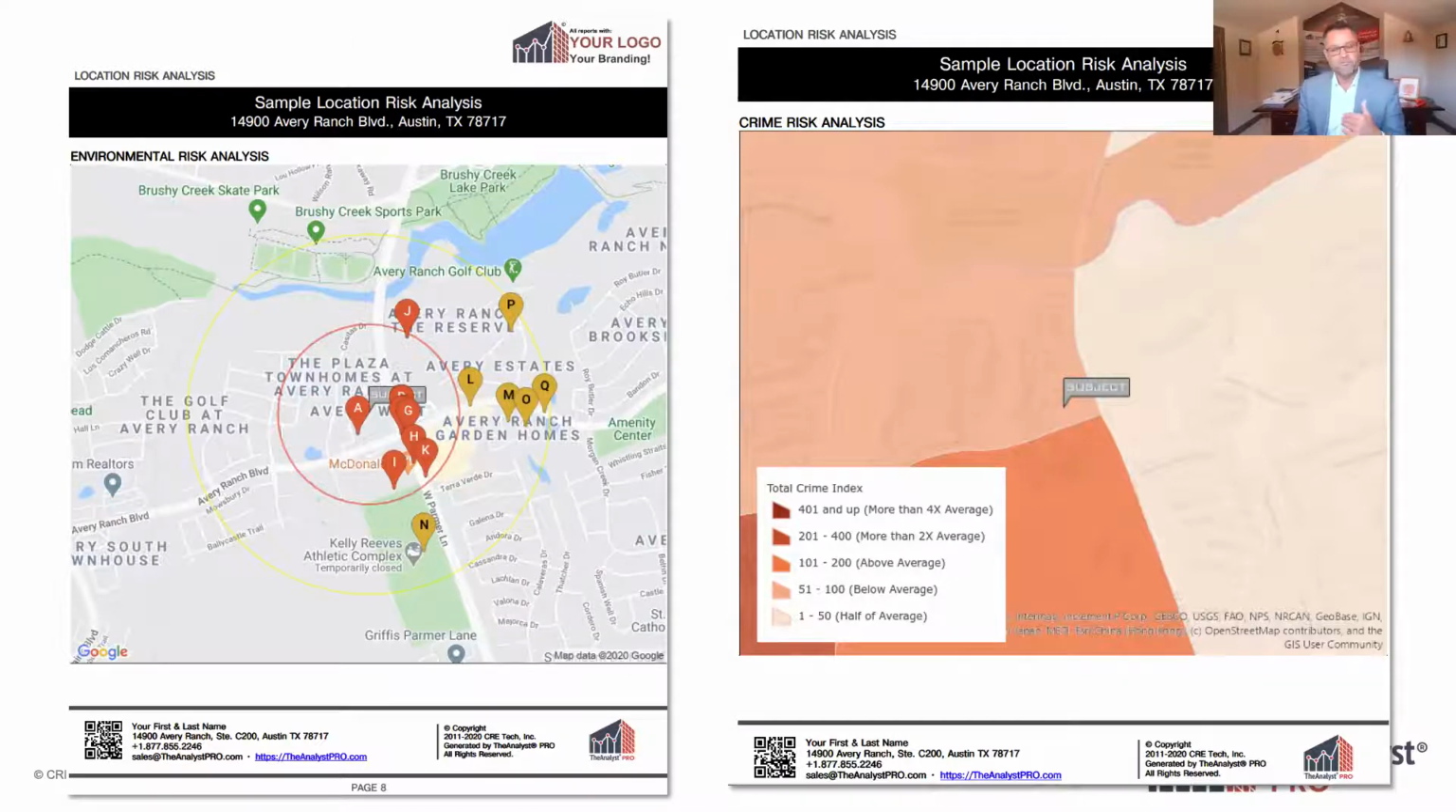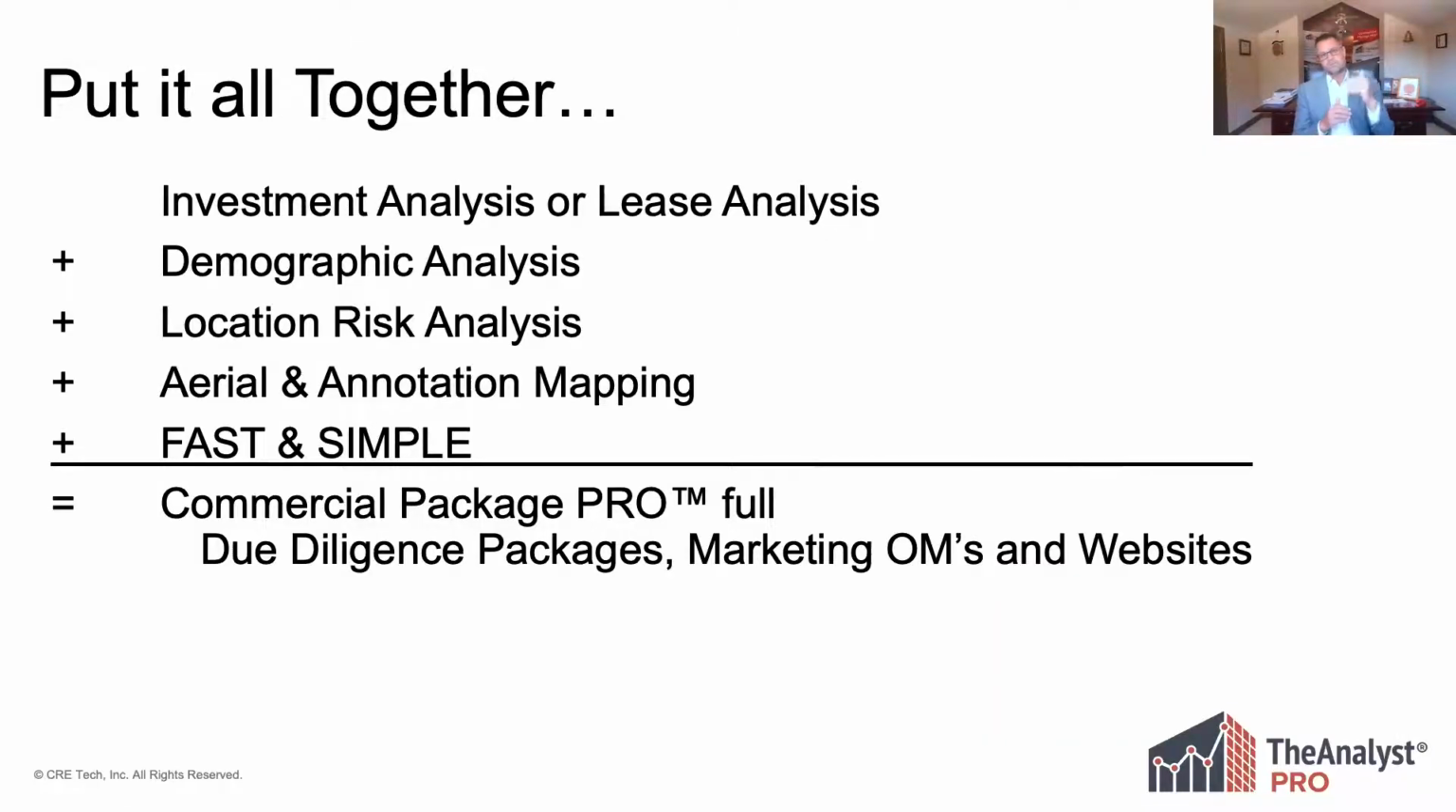And I think it's even great before you take that assignment or before you put that contract in on that property: you could run this report, identify any known records within that area, and then be able to do some due diligence on that as well. And we really take all of this, the investment and lease analysis, the demographics, the location risk, the aerial and annotation mapping, combine that with being fast and simple, and you could now create a full offering memorandum, or what I like to call a due diligence package.